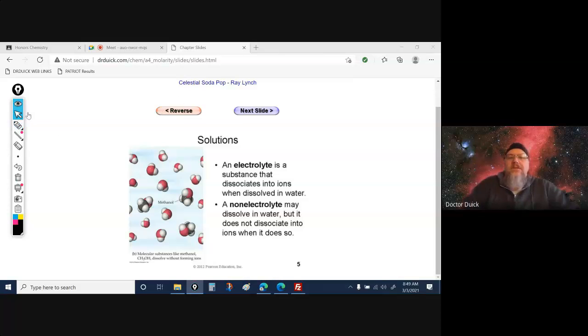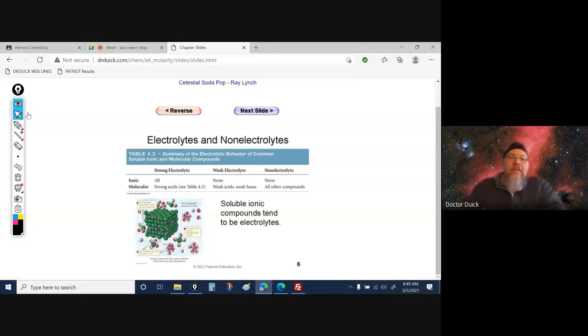Let's move on to the next guy here. So this is a pretty simple table right here. It almost seems like I don't know why they actually put this in the table. Strong electrolytes are anything that's ionic and certain molecular compounds. And they say the strong acids. Now I'm going to define a strong acid, right? They give you a little table on it, right?